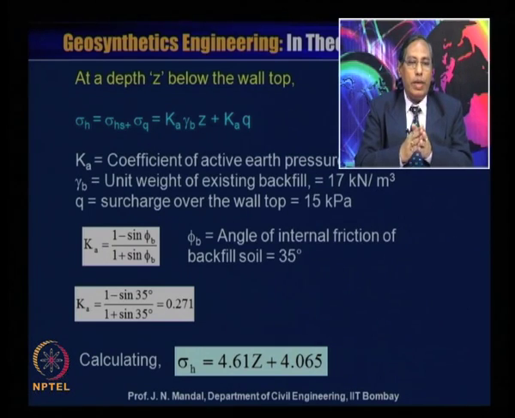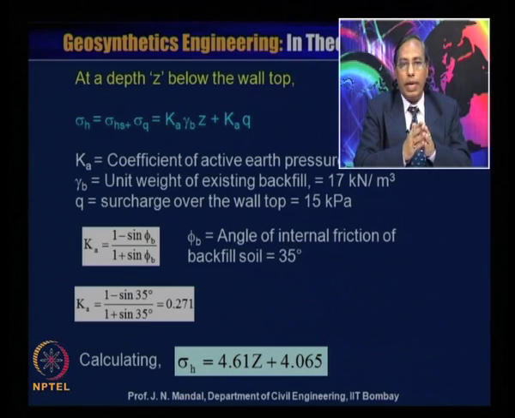So you can calculate the K using the equation K is equal to (1 minus sin phi b) by (1 plus sin phi b), where phi b is equal to the angle of internal friction of the backfill soil, that is 35 degree. So K will be 1 minus sin 35 degree divided by 1 plus sin 35 degree, which is equal to 0.271.